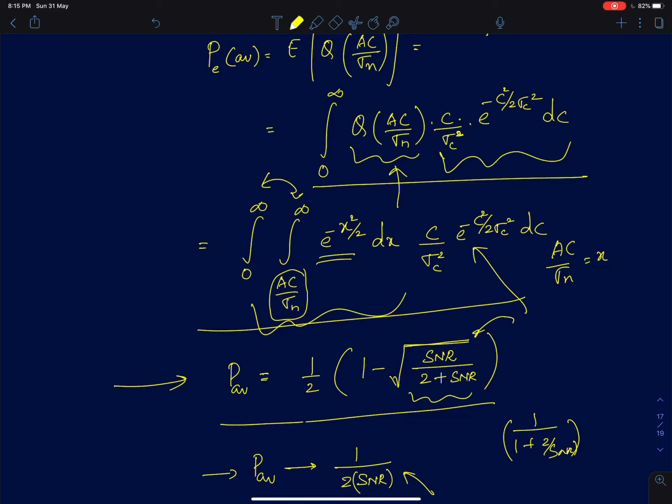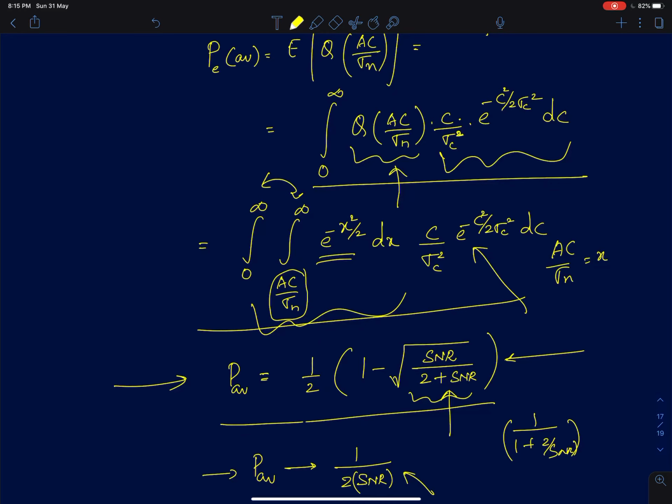So this result should make sense, because assume SNR is 0, this term will go to 0, so you will be left with half. If I assume SNR as infinity, this term will go to 1 and you will get probability of error as 0. Okay, so this term makes sense. I mean, this equation is fine.